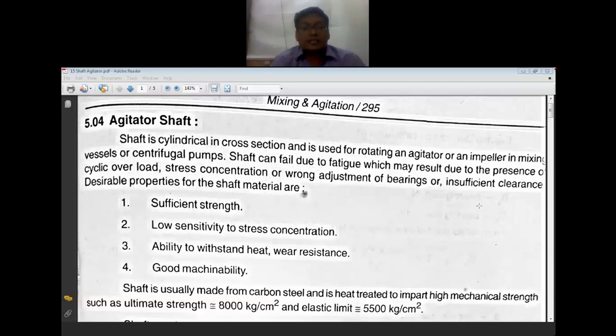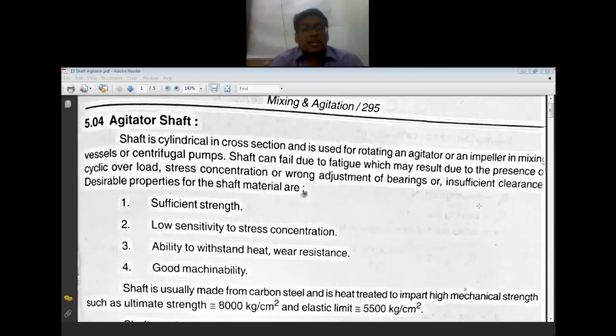Now, to avoid these failures, what must be the properties of this shaft? The shaft should be of sufficient strength. One important thing, it should have higher strength. In the general case, the ultimate tensile strength of carbon steel is around 8,000 kg per square centimeter. Second is the elastic limit, which is also an important consideration in designing the shaft. One is the ultimate tensile strength with a value of 8,000 kg per square centimeter, and the second is the elastic limit with a value of 5,500 kg per square centimeter.